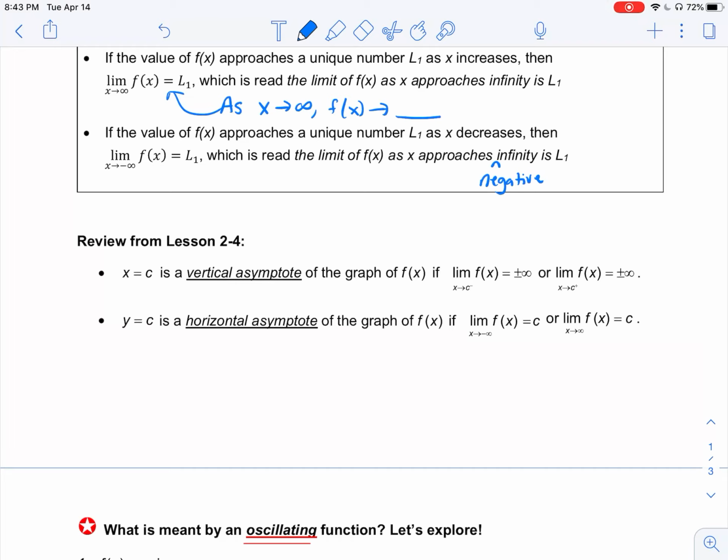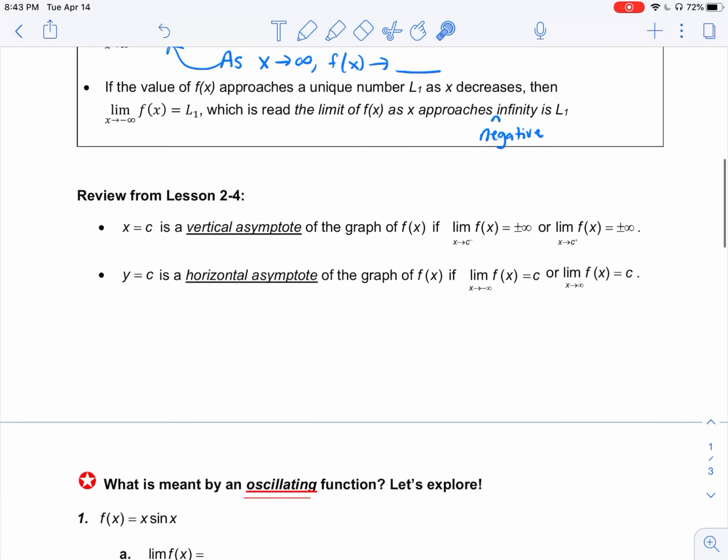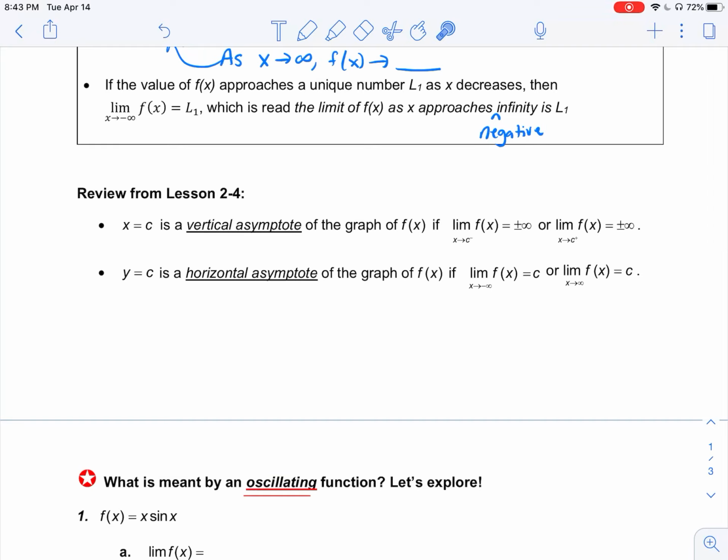A quick review before we finish: the times that infinity is going to show up in limits on our graphs will depend on if we need to understand asymptotes. If a function has a vertical asymptote, straight up and down, that is some equation x equals c. If we have a vertical asymptote at x equals c, the limit from the left or to the right is going to go to positive or negative infinity. As we approach a vertical asymptote at a point, our function will drop down to negative infinity or positive infinity.